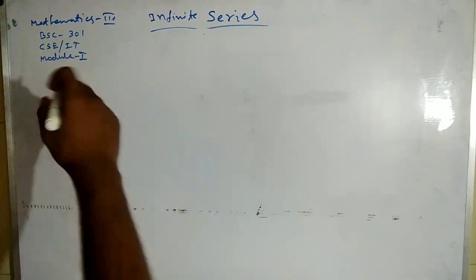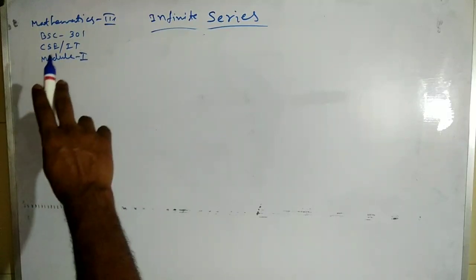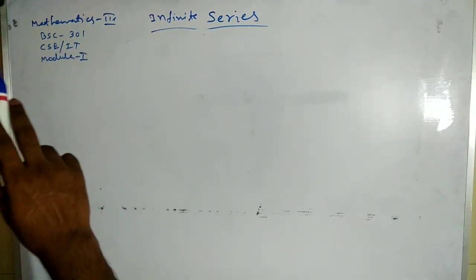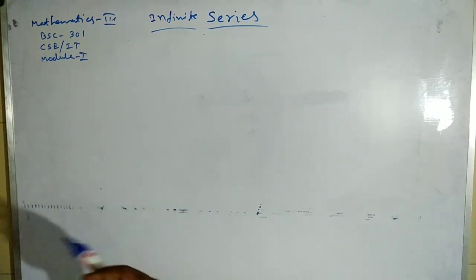The name of this subject is Mathematics 3, subject code is BSC301, and this subject is for the students of Computer Science, Engineering and Information Technology. The module number is 1. So let's start the discussion.